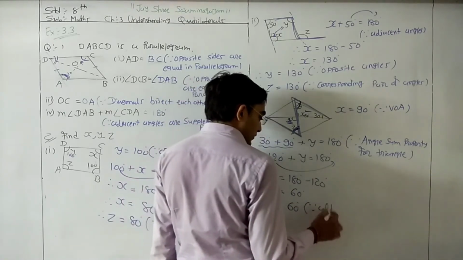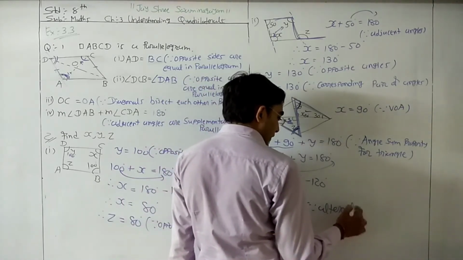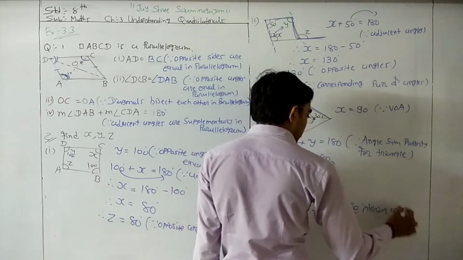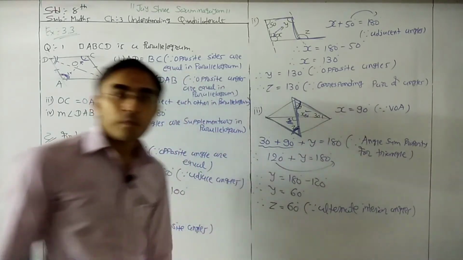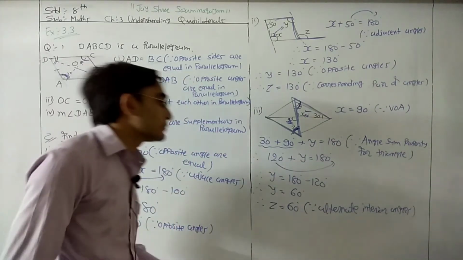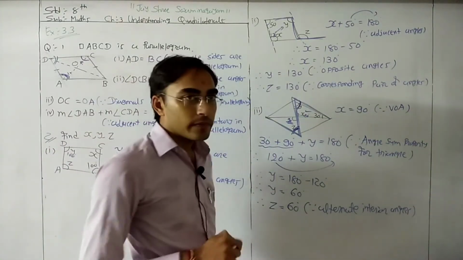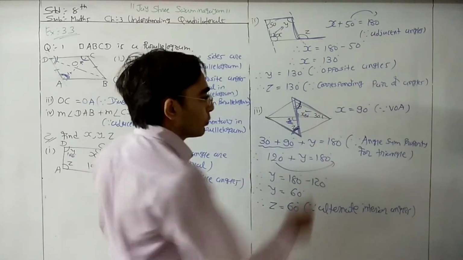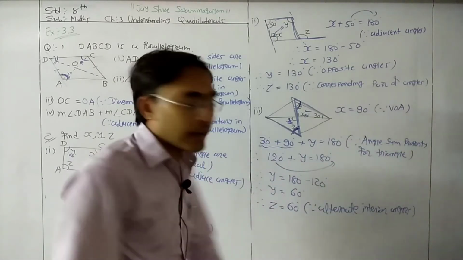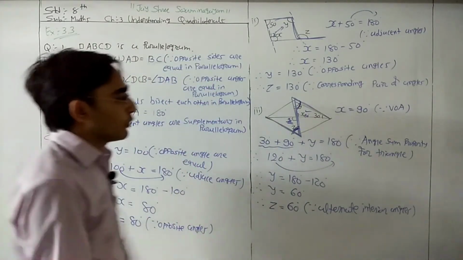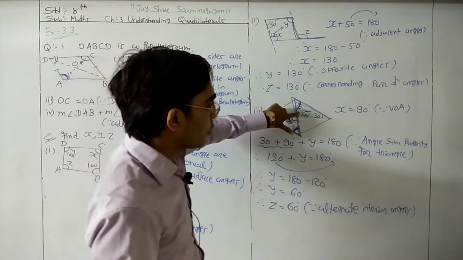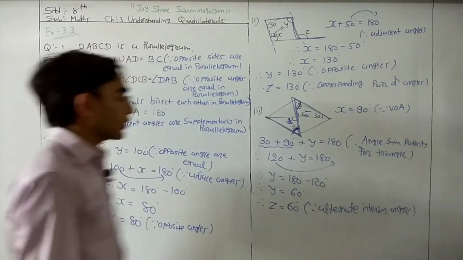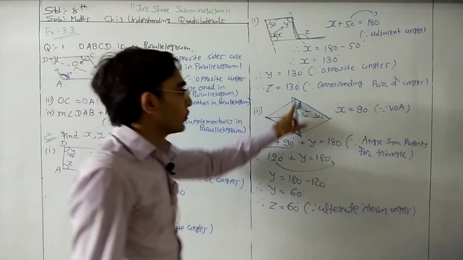Reason is alternate interior angles. So if we know the value of y, we can directly find the value of z by using this. First of all, this angle is 90 degrees, so the opposite angle x is equal to 90 degrees because of vertically opposite angles. Then we use this triangle.